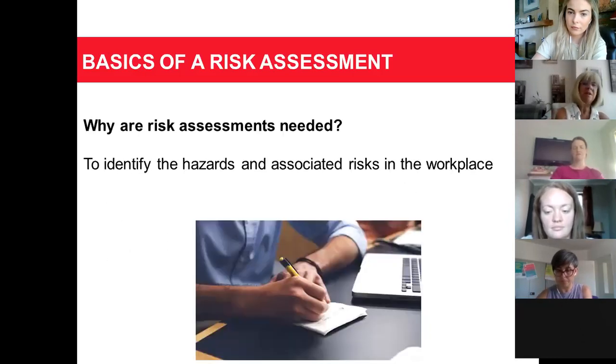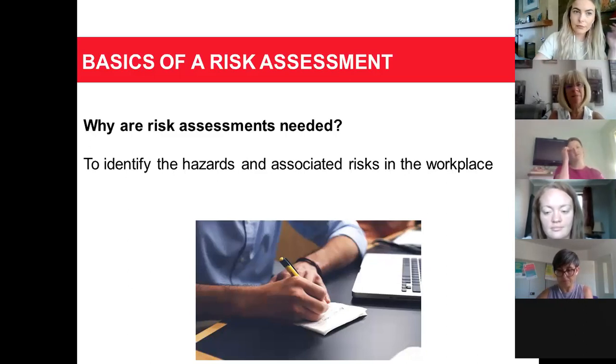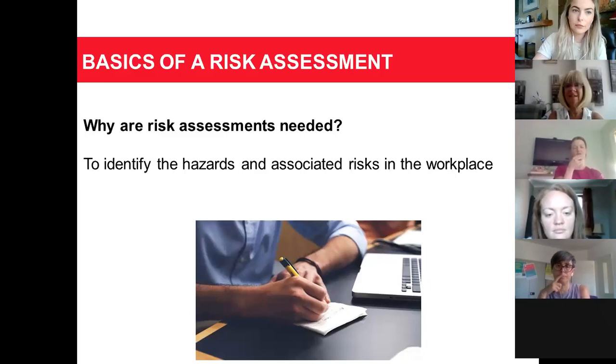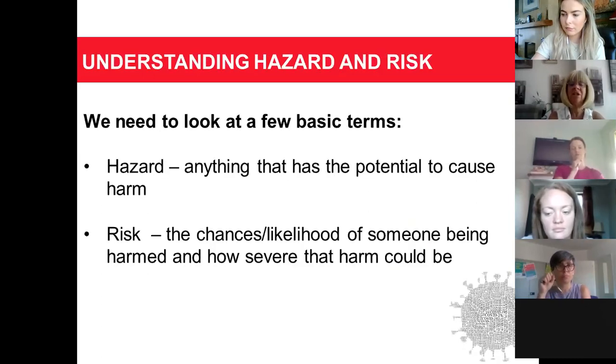So just to talk to you about why risk assessments are needed, and it's quite simple. A risk assessment is needed because we need to identify the hazards and associated risks in the workplace, and we need to do this in order to know what we need to control to make the workplace safe, to keep people safe. And the risk assessment will talk about hazard and risk, and I do need to cover a few basic terms with you with regard to what we mean by hazard and risk.